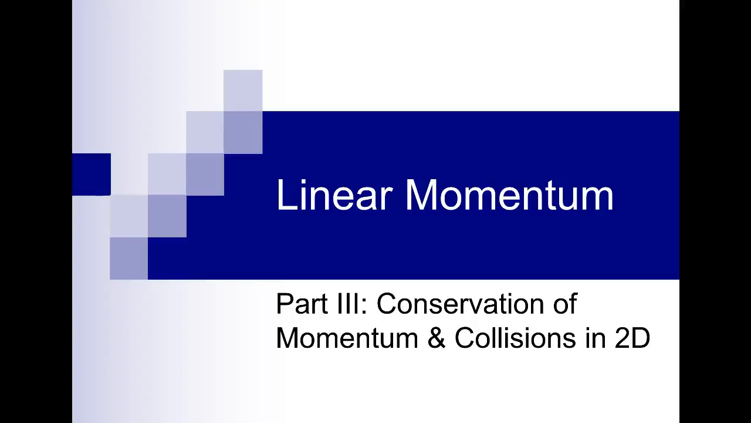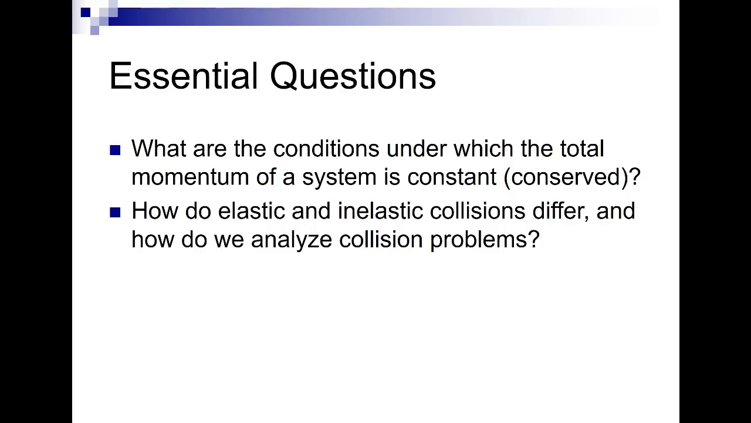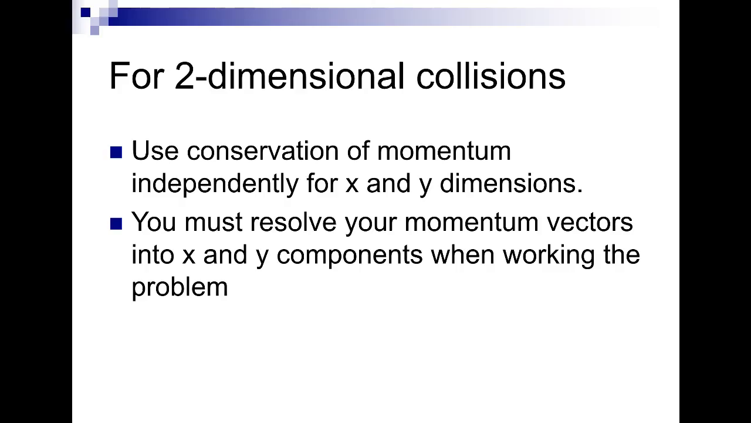Okay, welcome back. Last time we looked at momentum in 1D, so we're going to extend that to 2 dimensions. And so we're going to have kind of the same essential questions. We're looking at when momentum is conserved, and remember we said that was when the external force on a system was 0. And we're going to be looking at collision problems in 2D.